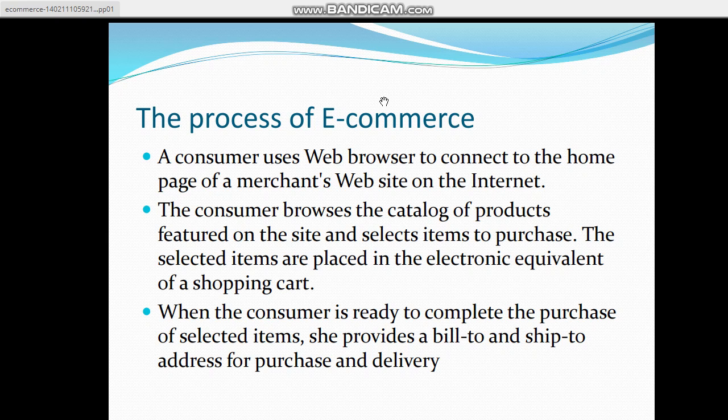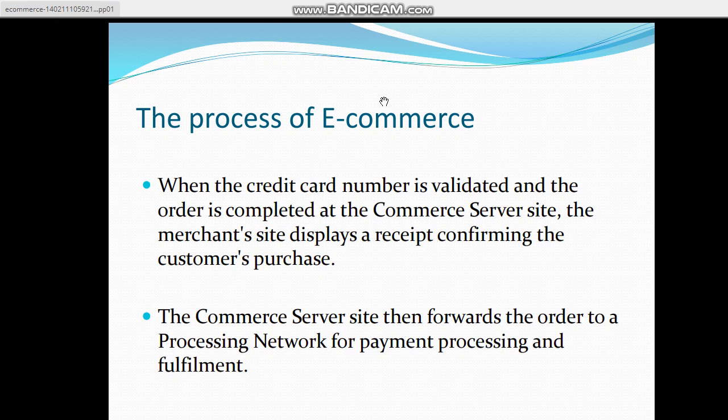The process of e-commerce. A consumer uses a web browser to connect to the home page of a merchant website on the internet. The consumer browses the catalog of products featured on the site and selects items to purchase. The selected items are placed in the electronic equivalent of a shopping cart. When the consumer is ready to complete the purchase, she or he provides a bill-to and ship-to address for purchase and delivery.